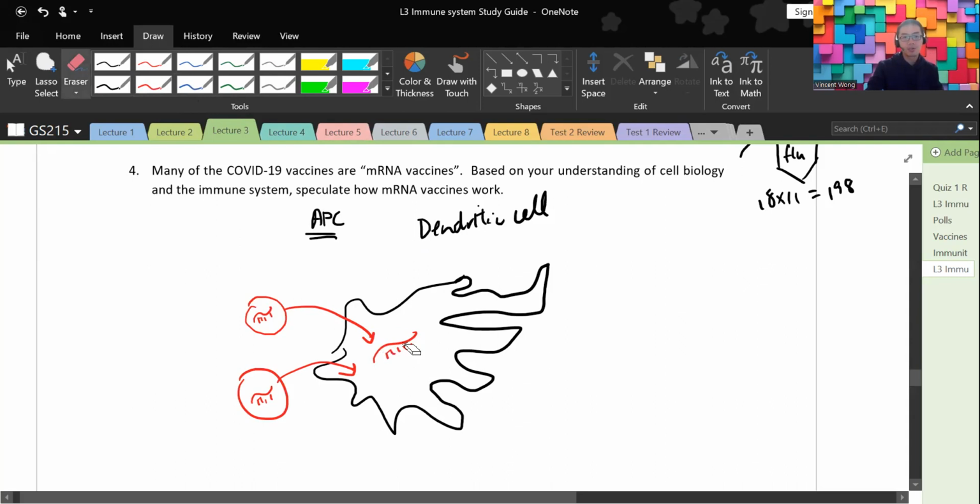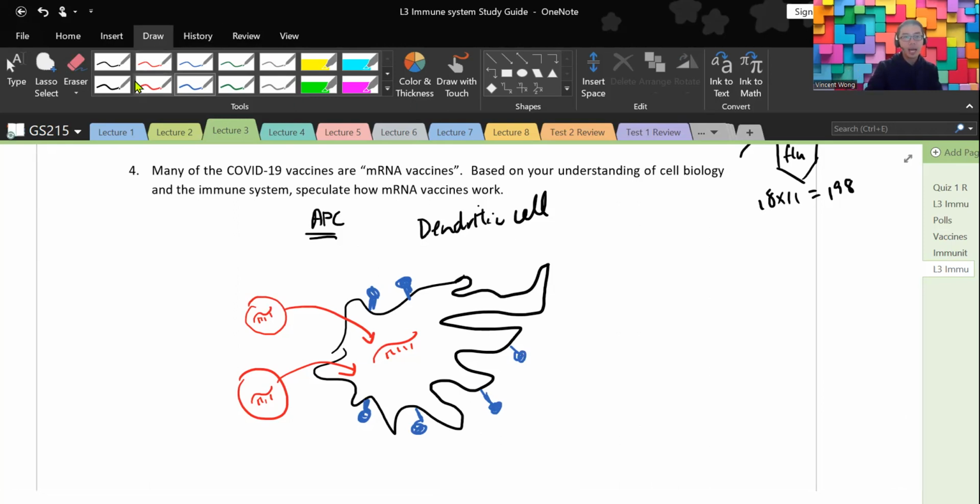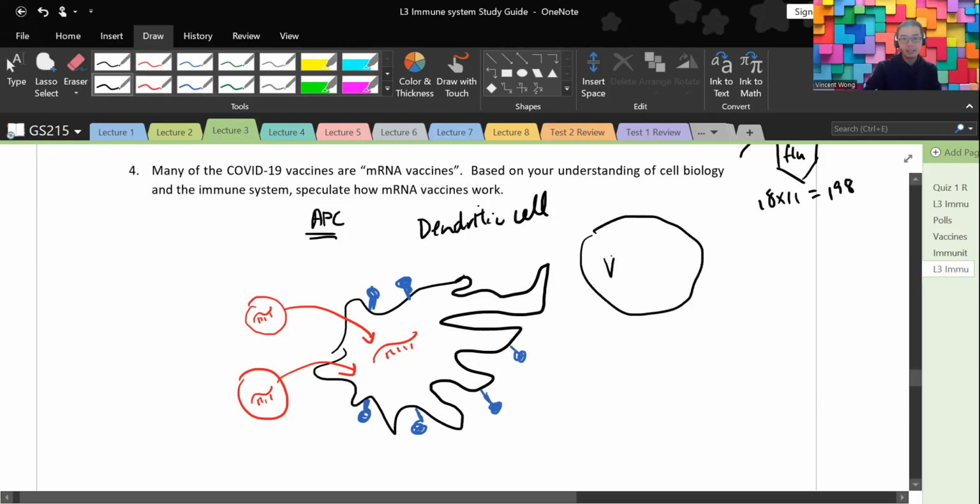Okay, and so the dendritic cells would translate the mRNA, and it would put the spike proteins on its surface. Okay. Right. What do we call this? Well, this is basically similar to the antigen processing, right? So now we would have a naive T cell with the right receptor. And if you don't have it right away, that's okay. By chance, you will make it later on when you create more T cells. And that would activate the naive T cell.